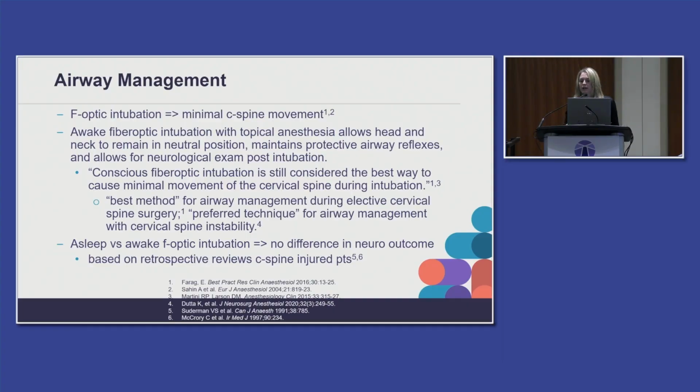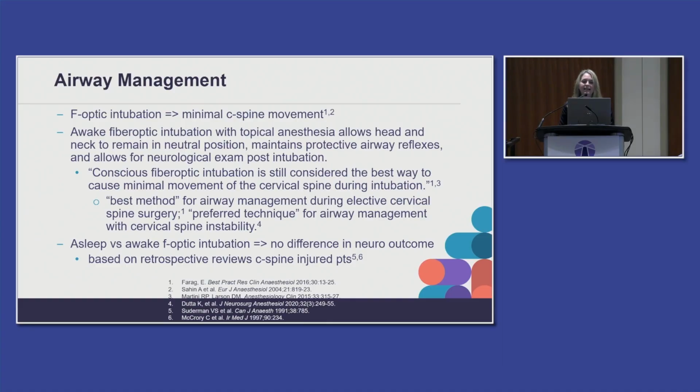If you're really worried about the cervical spine and the airway, I would advocate for a fiber optic intubation. It's the one that does indeed cause the least cervical spine movement. Awake fiber optic intubation with topical anesthesia not only allows for the head and neck to remain in neutral position, it also maintains protective airway reflexes and allows for a neurologic exam post-intubation.